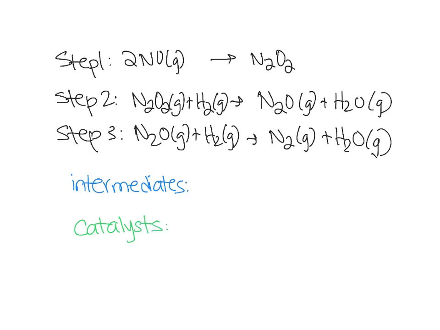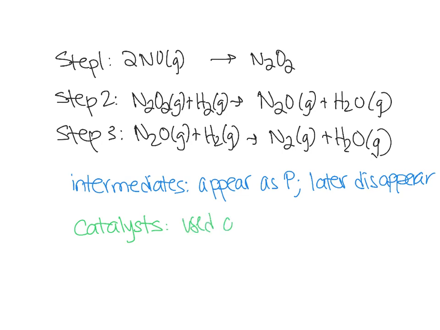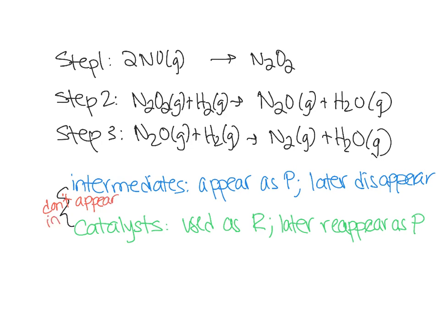So intermediates appear as a product, and then they later disappear, right? On the other hand, catalysts used as a reactant later reappear as a product, right? So neither of these, right, they don't appear in the overall. You'll never see an intermediate or a catalyst in an overall reaction.